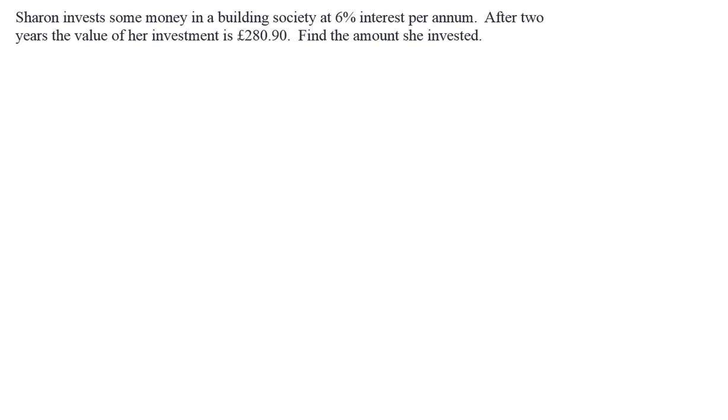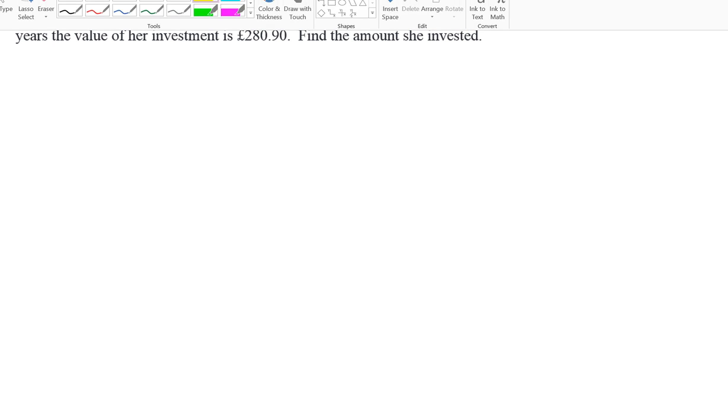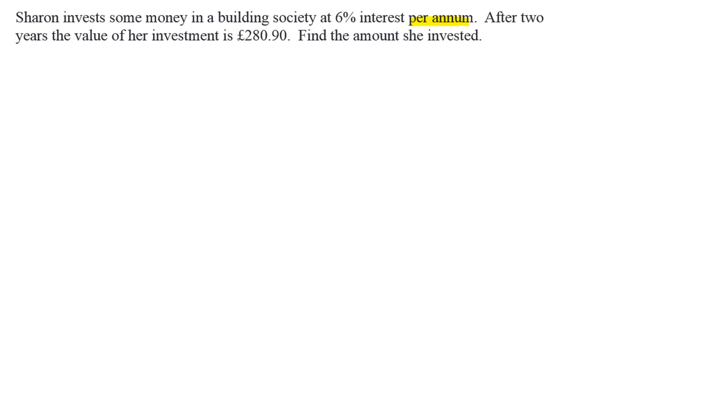Alright. Sharon invests some money in a building society at 6% interest per annum. Per annum, guys, that means per year. After 2 years, the value of her investment is 280.90 pounds. Find the amount that she invested. So you have to look for the original amount she invested. Now, you all have seen some things about investments and about percentage increase with interest. So you know that she invests, I'm going to call X again, the amount that she invested. So that's what I'm looking for.